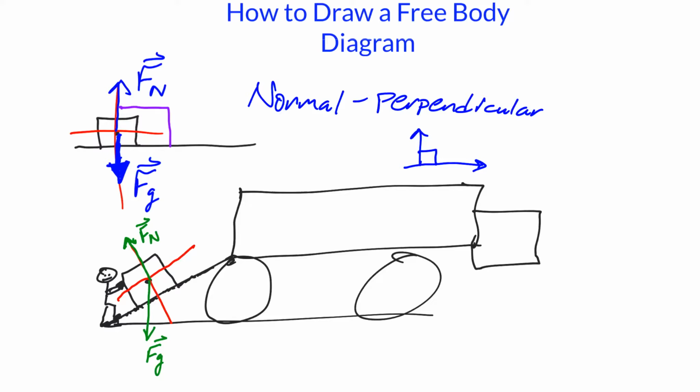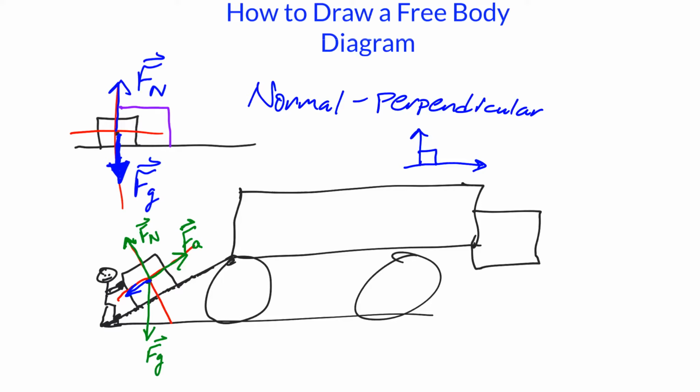And then we've got this little guy over here pushing on the box. So that means there would be an applied force up the ramp. So that's going to be F sub lowercase a, and that's what we use for an applied force. That just means something's pushing on it. And then we said there was friction, right? There is definitely friction here. And friction always opposes the motion. So that means if the box is going up the ramp, then friction is going to point down the ramp.